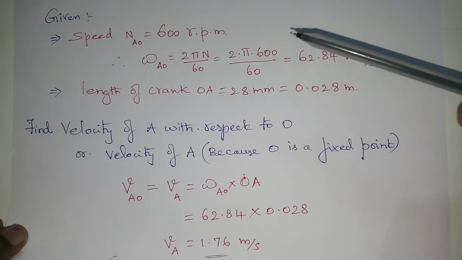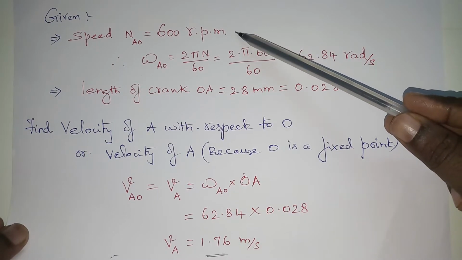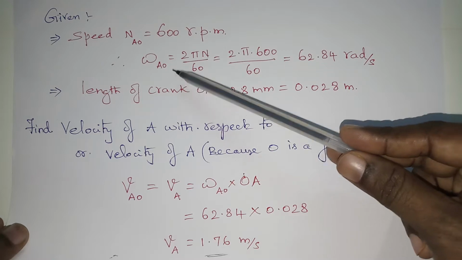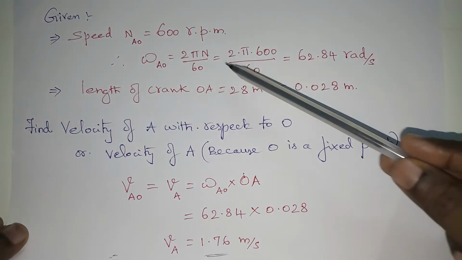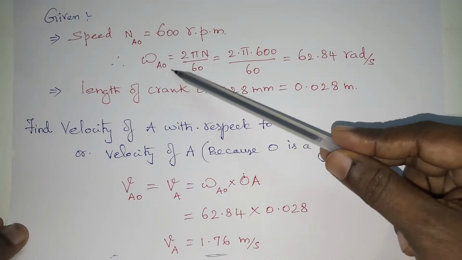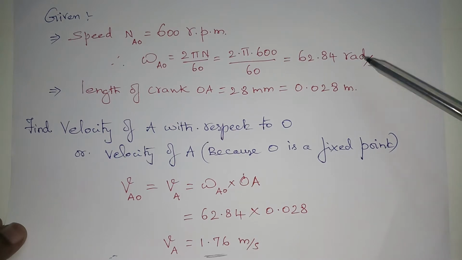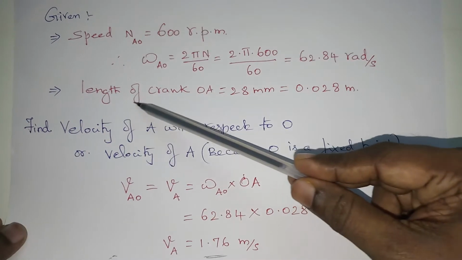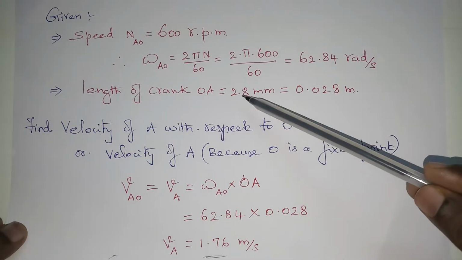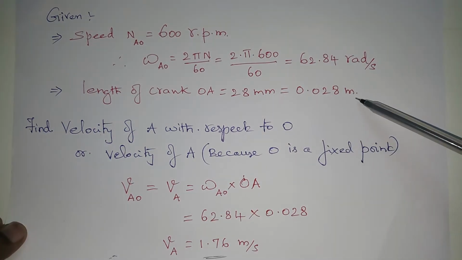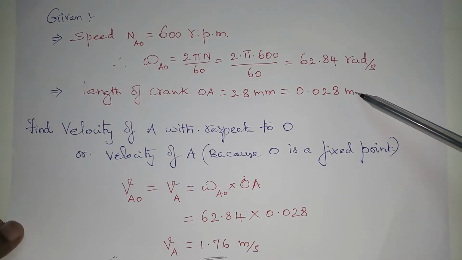Here you can see the speed N is given as 600 rpm. Once you know the speed, you can easily find omega equal to 2 pi N by 60. Substituting N as 600, your omega AO, that is of the input link, is 62.84 radians per second. Next, the length of the input crank OA is known, that is 28 mm. You convert this 28 mm into meters, dividing by 1000, and you will get 0.028 meters.